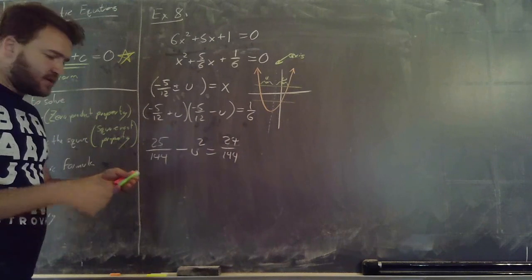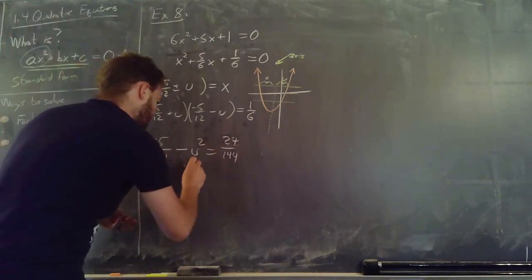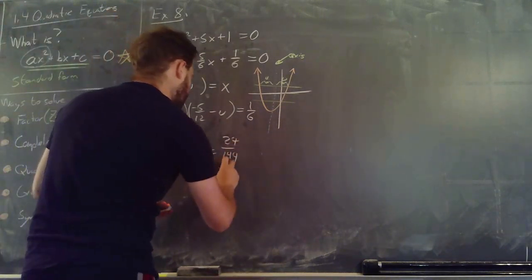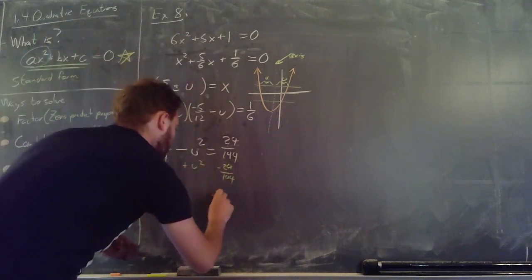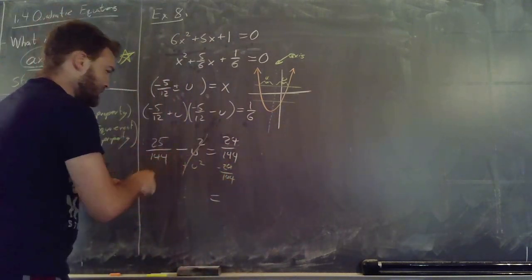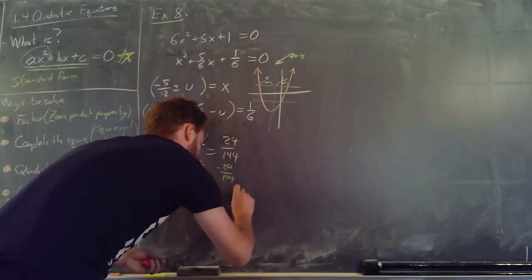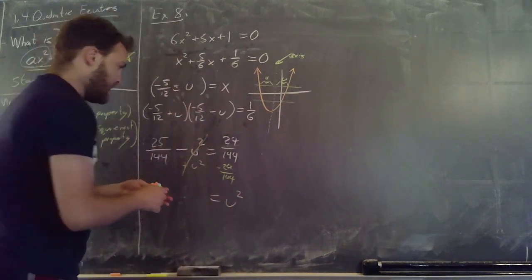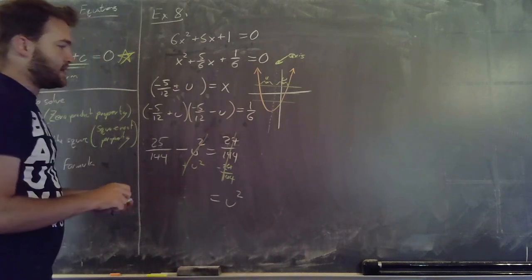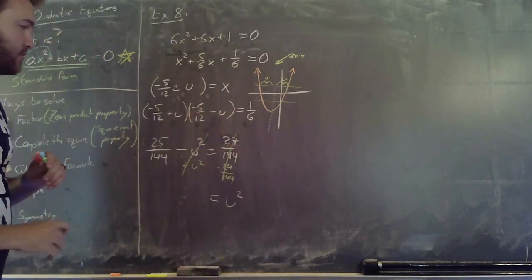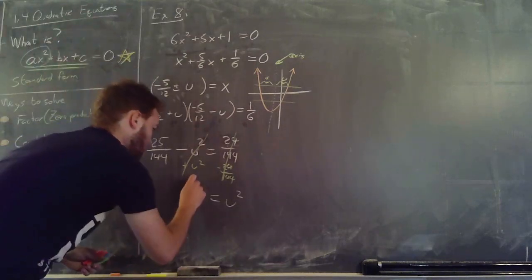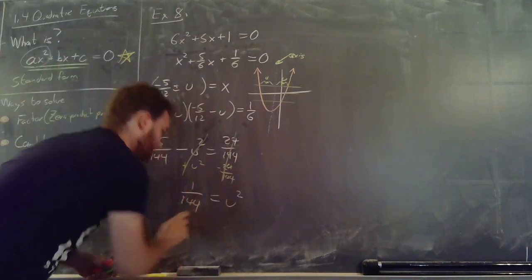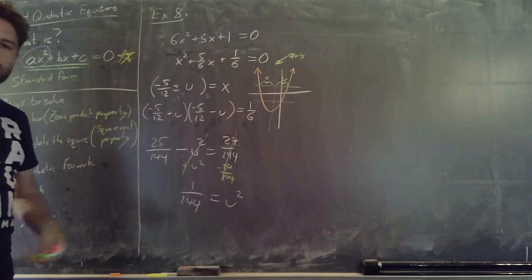Now I just need to do some reorganizing here. If I add u squared and I subtract 24 over 144, that will have the effect of canceling the u squared off of the left and moving it to the right and making it positive. And it will cancel the 24/144ths off of the right hand side and subtract it from 25/144ths, which will make 1/144th. That's equal to u squared.